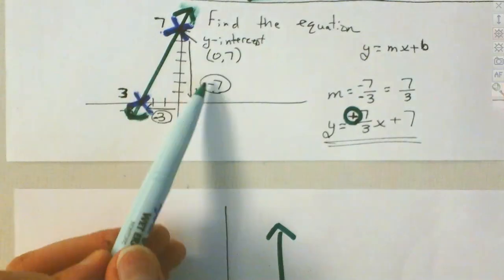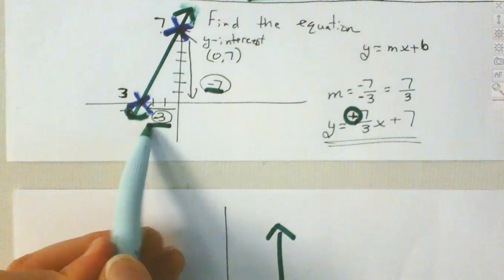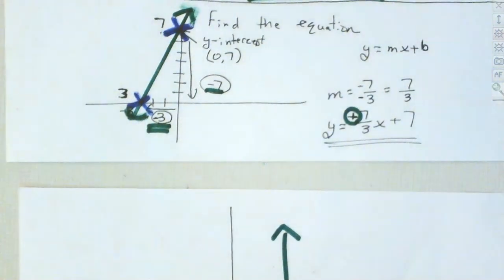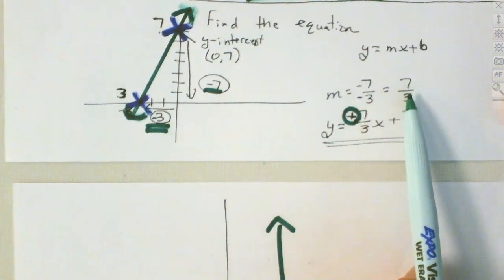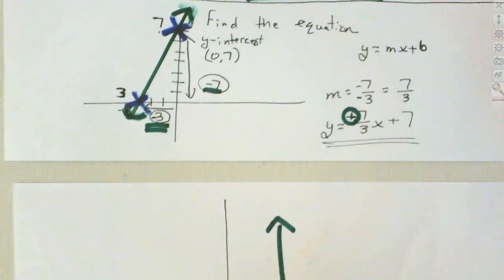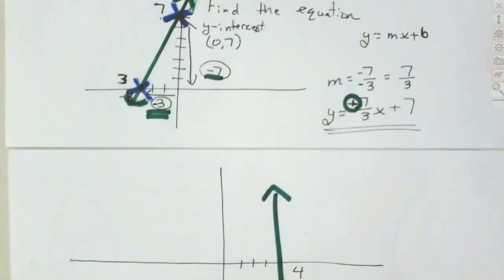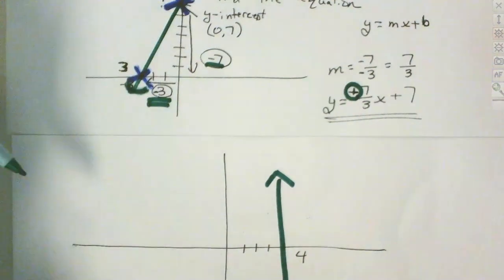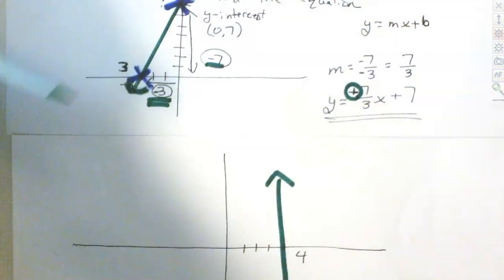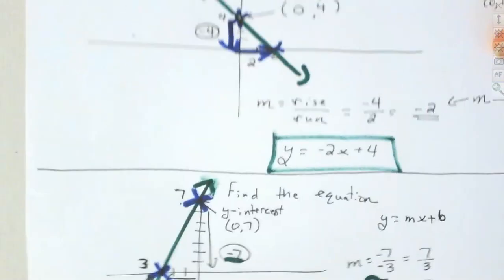Now, what did we do? We went down 7, and then we didn't go forward. We went what? Back 3. And that gave me a negative 7 over negative 3. Negative over negative made it a what? Positive. So sorry about that. I just wasn't careful. I got in a little bit of a hurry there, but you can always double check yourself by looking. This line better be going up. Positive.